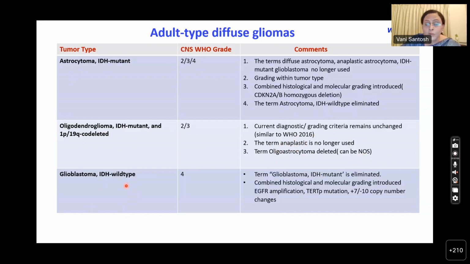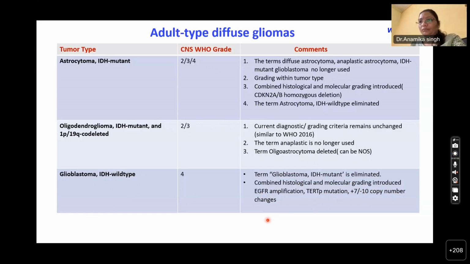And glioblastoma is only IDH wild type. It is CNS-WHO grade 4. Note that all of them are in Arabic numerals. And the term glioblastoma IDH mutant is eliminated. A combined histological and molecular grading is also introduced for glioblastoma IDH wild type. Apart from histology, you take these molecular markers, EGFR amplification, TERT promoter mutation, gain of chromosome 7, and loss of chromosome 10 copy number changes into consideration for grading glioblastoma IDH wild type. Is that clear? Any questions?